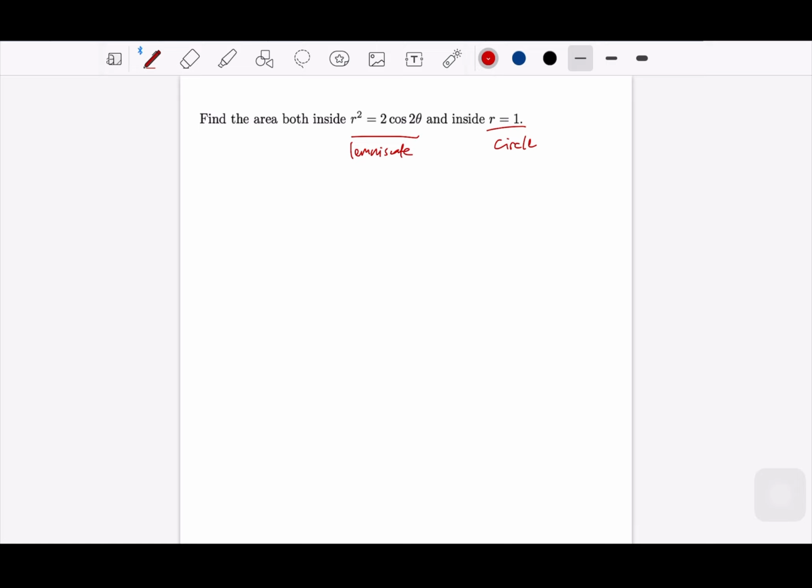You can pause the video and try to solve it. Now I will solve this problem, and let's see whether you have the same results or not. Let's draw the picture first. Let's draw what this looks like. First, let me draw the circle. And then the lemniscate will probably be here. Probably like that.